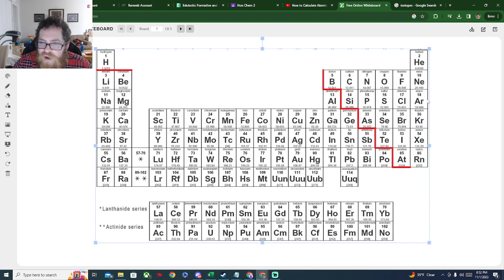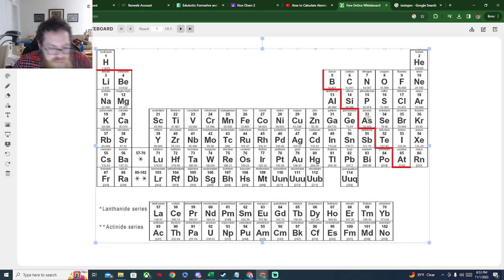So anything to the left of this line is a metal. Anything to the right of this line is a non-metal. Helium, neon, argon, right, fluorine, chlorine, sulfur, oxygen, nitrogen, carbon, phosphorus, selenium, bromine, iodine, xenon, radon, right? All of these, krypton, are non-metals, in addition to hydrogen, which is over here, right? That one exception there.